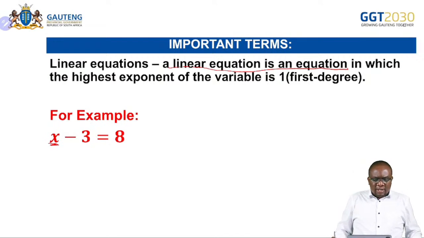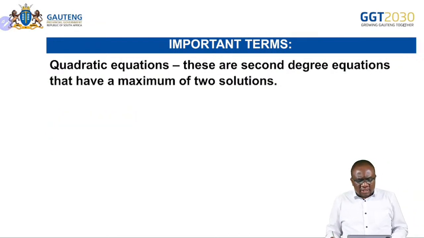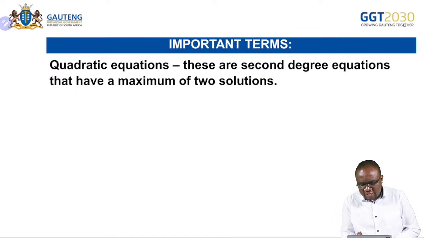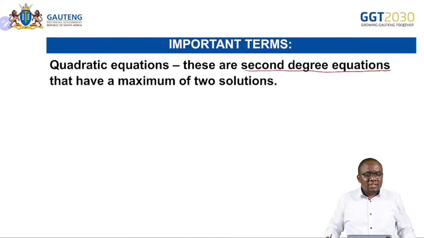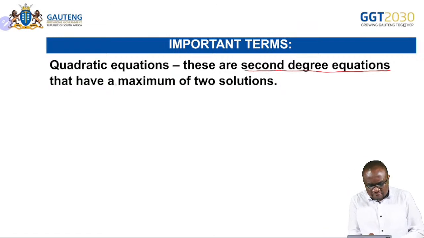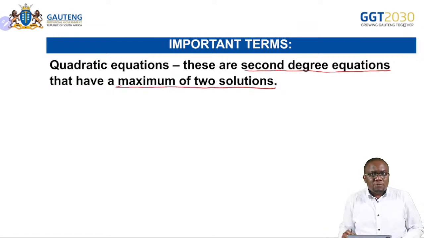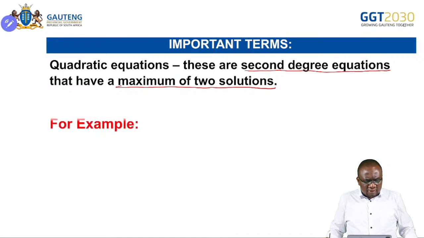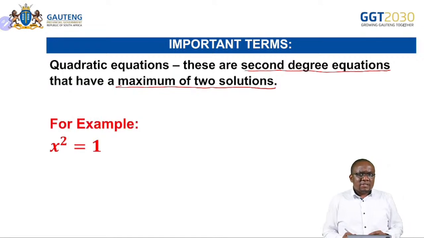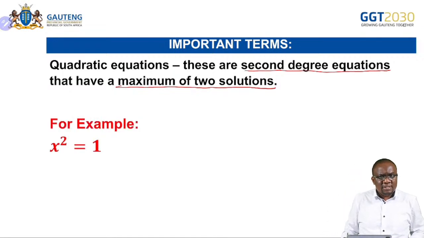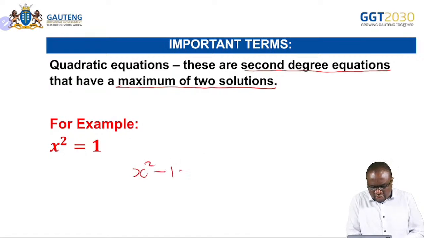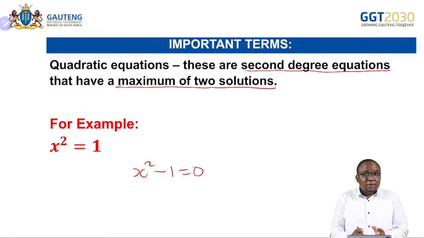Okay, right. And then we have quadratic equations. Now, these are second degree equations that have a maximum of 2 solutions. Okay, like this equation here, it has a maximum of 2 solutions. You see that? Okay, if you try to solve this, let me just try to do it. x squared minus 1 is equal to 0. I'll talk about how we solve quadratic equations. Let me not spoil it now.